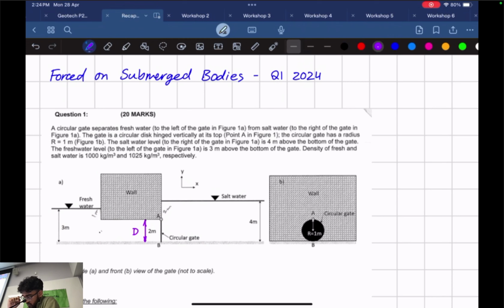So what they say is the salt water level to the right is 4 meters above the bottom of the gate. So this is 4 meters. And the fresh water to the right is 3 meters above the bottom of the gate. So this is going to be 3 meters.